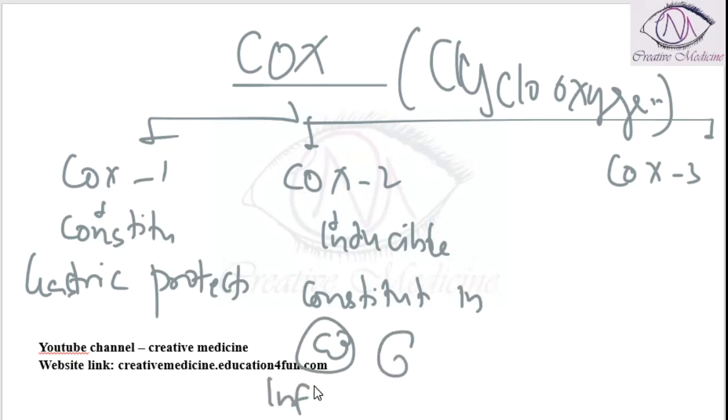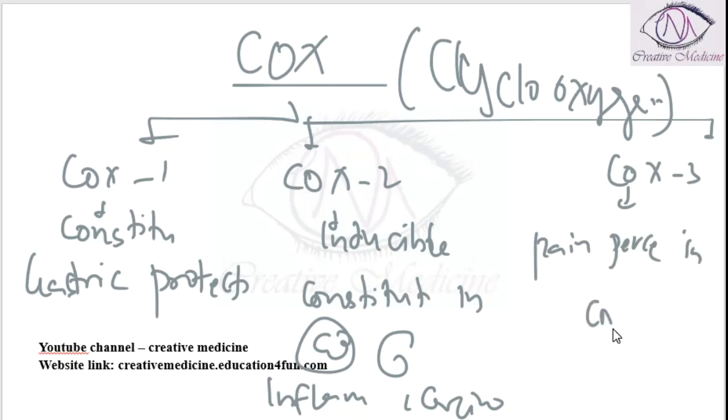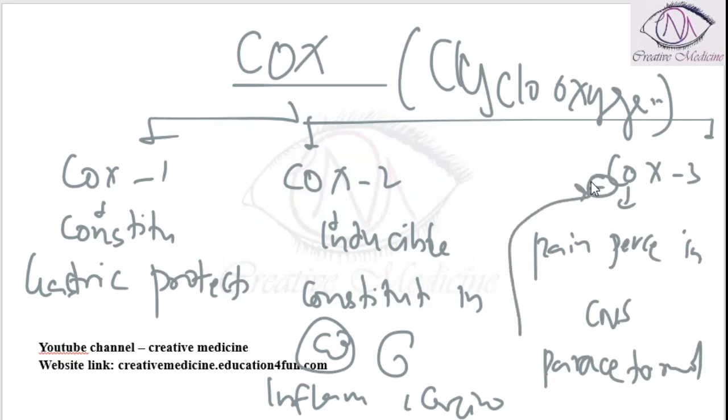This COX2 will cause inflammation and is carcinogenic, whereas COX3 is important in pain perception in the central nervous system, and COX3 is mainly inhibited by the drug paracetamol.